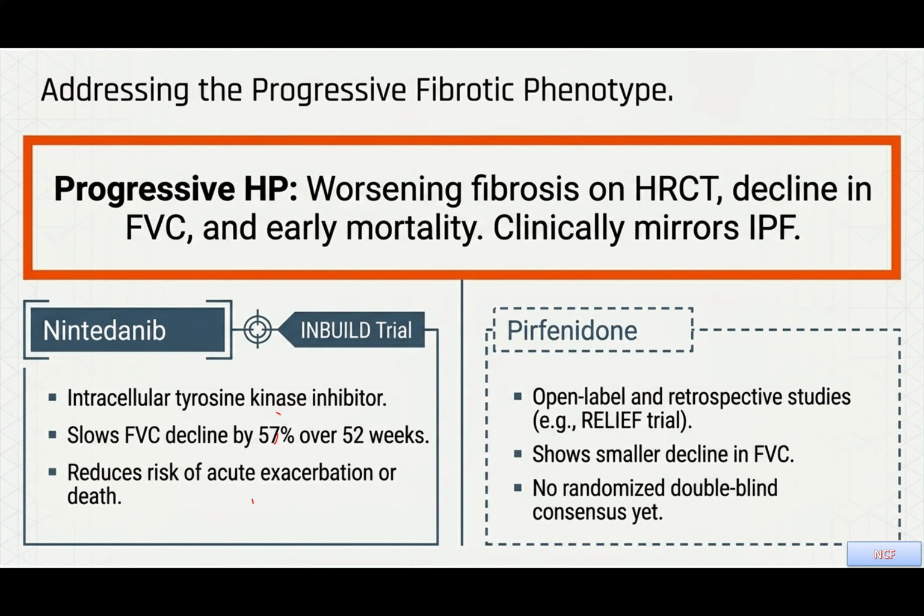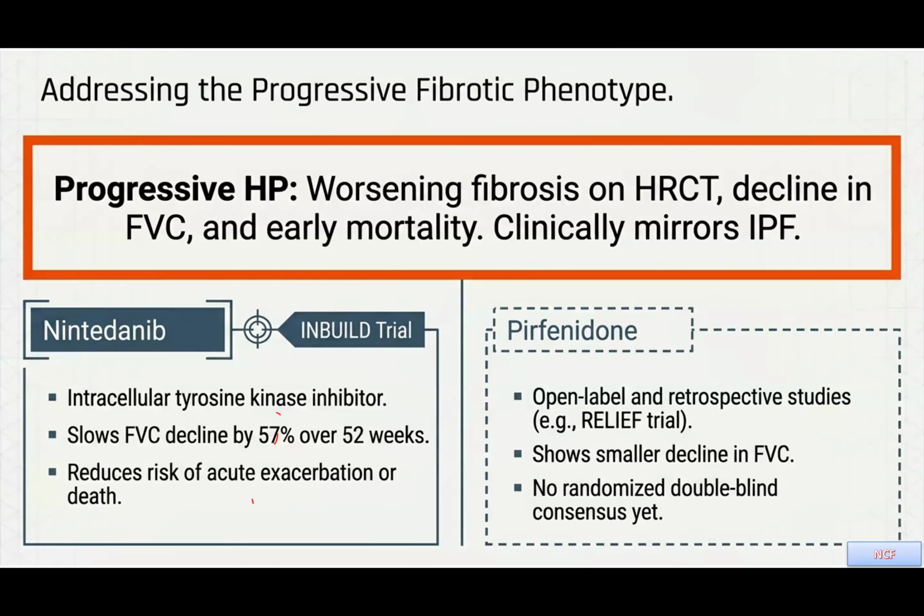There is the INBUILD trial, you can read it on the net. Nintedanib is an intracellular tyrosine kinase inhibitor. In the INBUILD trial, they found out that it slows the decline of FVC by 57% over 52 weeks, and it reduces the risk of acute exacerbation or death. Nintedanib was mainly studied for IPF, but progressive HP is similar, it clinically mirrors IPF only. So it slows the FVC decline by 57% and reduces the risk of acute exacerbation or death.